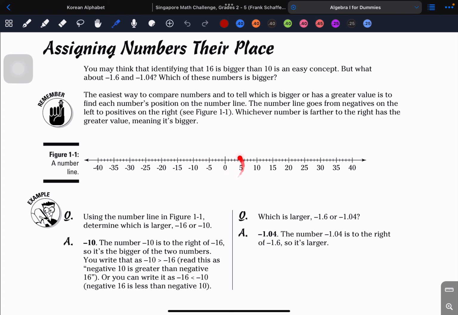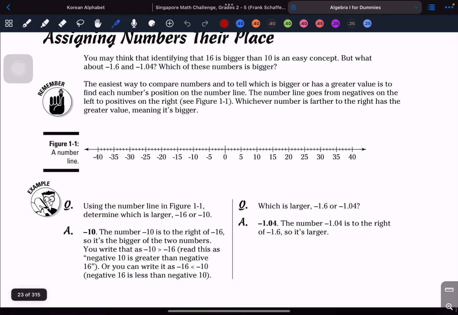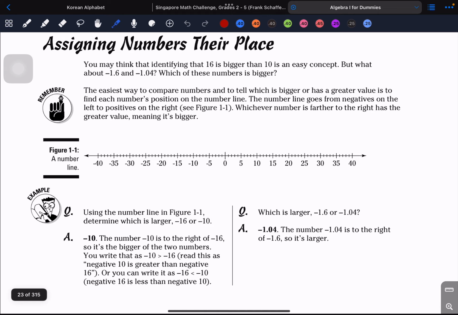So, gagamitin natin yung konsepto ng number line para malaman natin ano nga ba yung greater or bigger number kapag nagko-compare ka ng mga numero involving rational numbers. Pag sinabi nating rational numbers, ito ay mga numbers na pwede mong i-express as a ratio of two non-zero whole numbers.